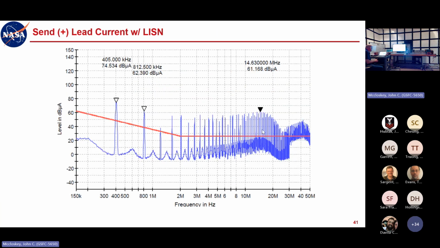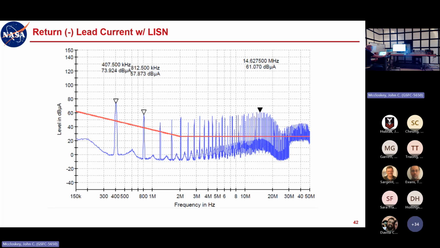Anyway, so we look at the current that we measure on the send lead, on the positive lead with the LISN, and I'll do some comparisons here, so don't worry too much about the specific levels just yet. But so that's the send lead. And then the return lead, very similar, again, a little bit different. So that tells you probably a fair amount of both differential mode and common mode.